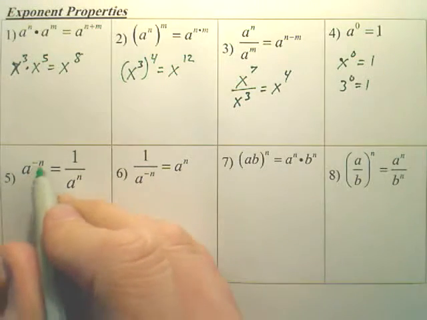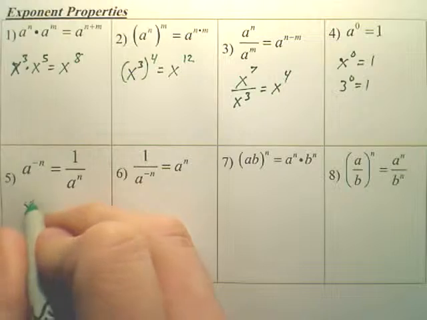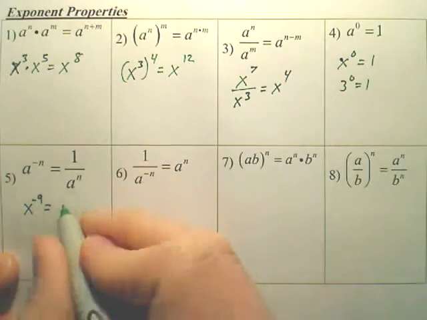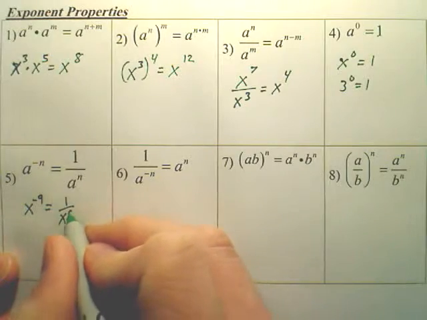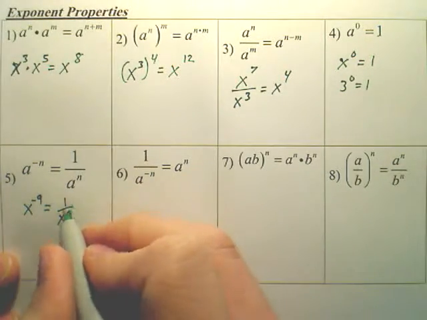Anytime you have a negative power, it drops to the bottom, meaning, say you have x to the negative 9th, that would be 1 over x to the 9th. Basically, you should never have an answer with a negative power. You always want to change it.